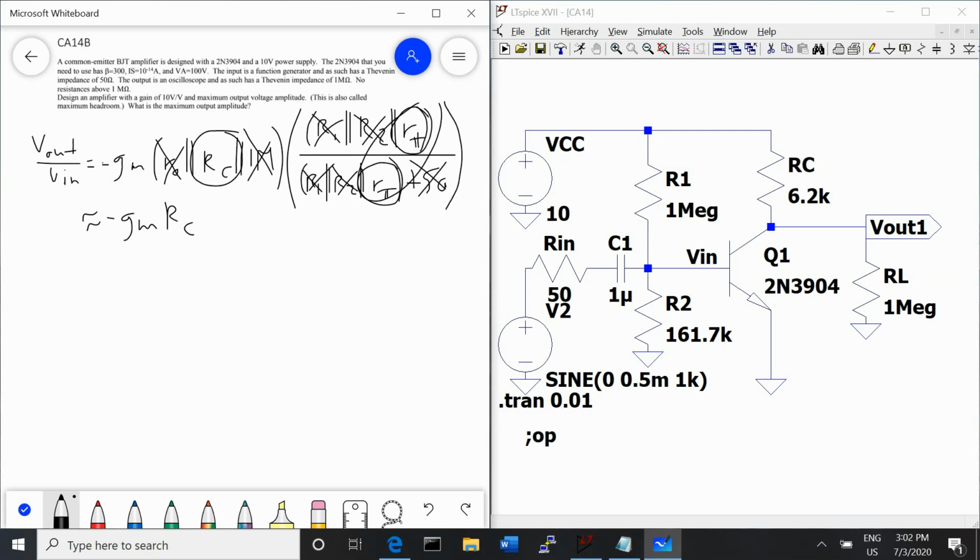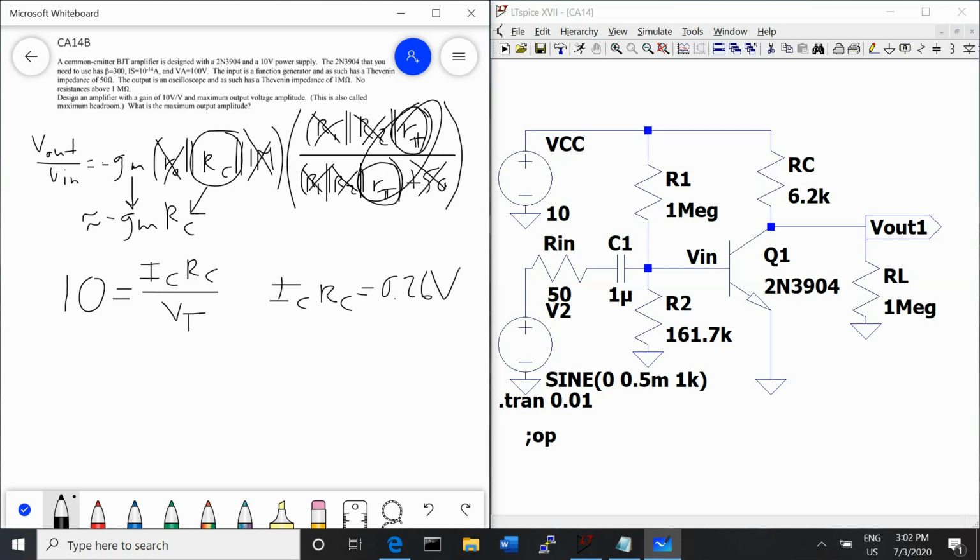So that gives us R pi over R pi, which is 1, and that's why we ended up with GM and RC. So using this gain equation, we're going to say that the gain, which is 10, equals negative GM times RC, and GM is IC over VT, so IC RC over VT equals 10, and VT is 0.026, so IC RC equals 0.26 volts to give us a gain of 10.